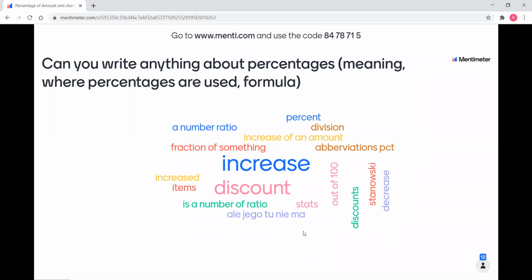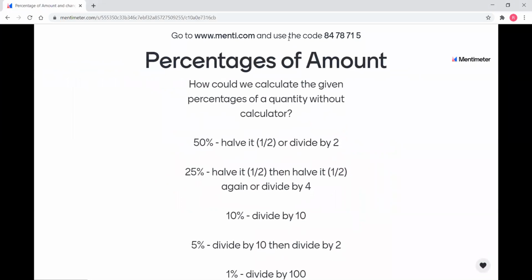22 seconds more. Thank you. Okay, thank you. So we're going to view the next one. Thank you very much for your answers. Okay, so we're going to do percentages of amounts.